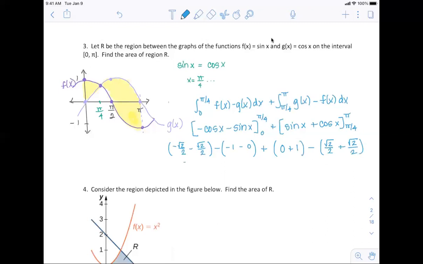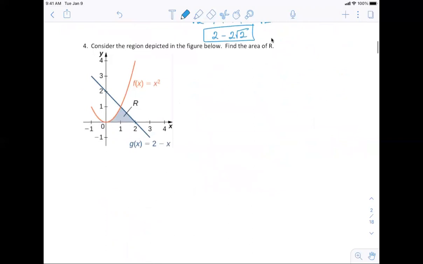So here we get negative 2 root 2 over 2, so that's going to be negative square root of 2, plus 1, minus 2 root 2 over 2, which is just square root of 2. So we end up with 2 minus 2 root 2 for our area. I would say that that one is certainly a possibility for a no calculator question.